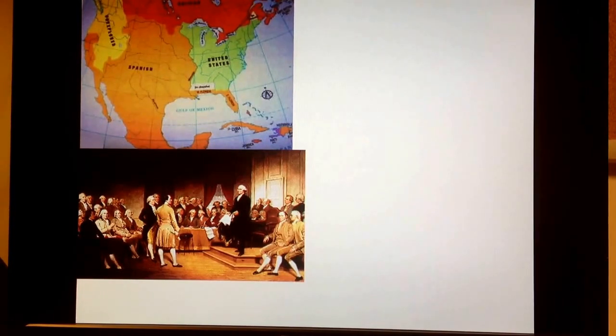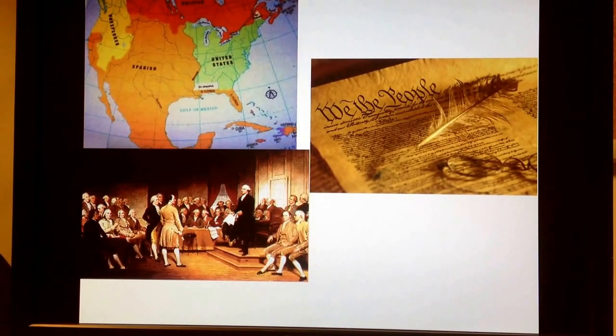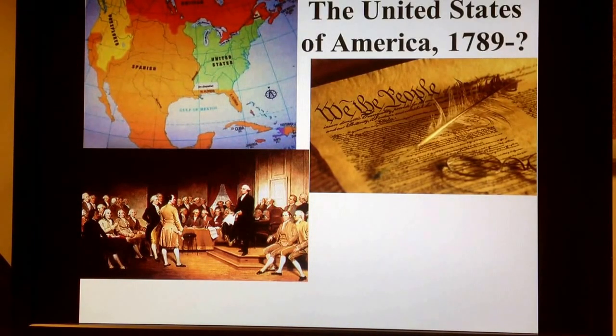Well, a few years after winning their independence, the 13 states united together to create a real national government. They made the Constitution. It's the Constitution, the founding document, the blueprint of the country. It's the Constitution that really creates the United States of America. And the Constitution was approved by the states by 1789.